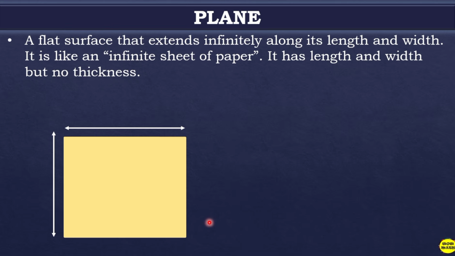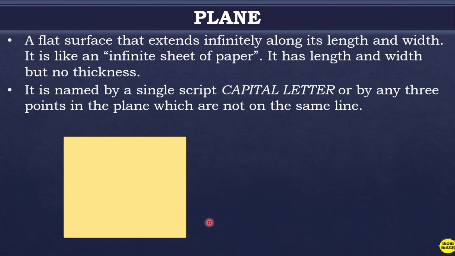Now, how do we name a plane? If the point, we name it using a capital letter; if the line, we name it using a small script letter or by using any 2 points on the line. How about the plane? How do we name it? Okay, so it is named by a single script capital letter. For the line, single script but small letter. For the plane, single script but capital letter. So, that is the difference.